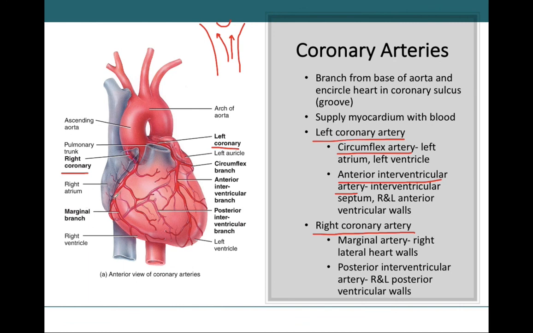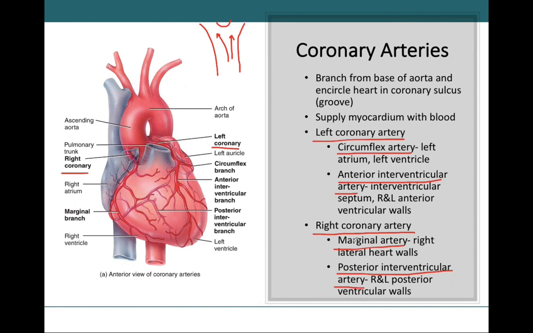Now the right coronary artery is actually going to continue at this point, and when it gets towards the back side of the heart, it's going to branch another artery down the posterior wall of the heart, and that is going to be called the posterior interventricular artery. This is just like the anterior interventricular artery, but this one is on the back side. So we have our marginal artery and our posterior interventricular artery, which are the two major branches that come off of the right coronary artery.